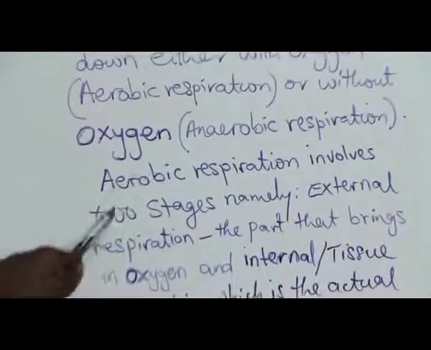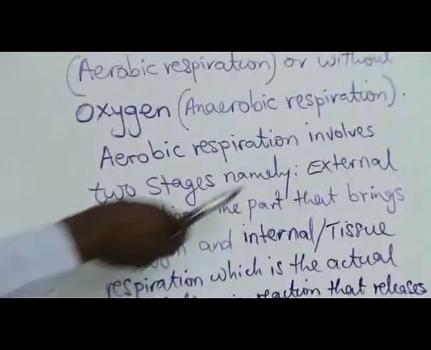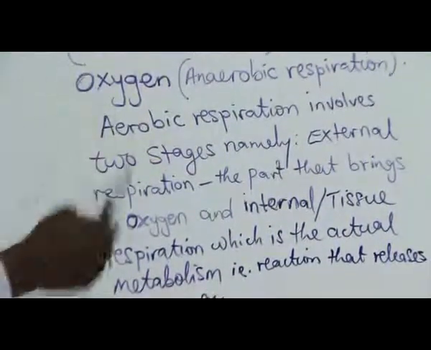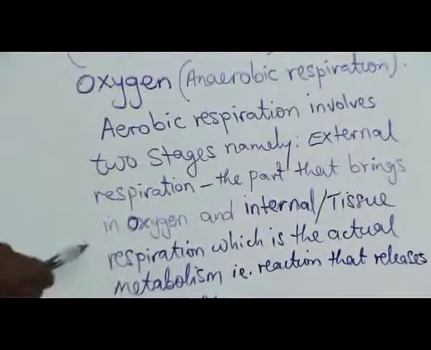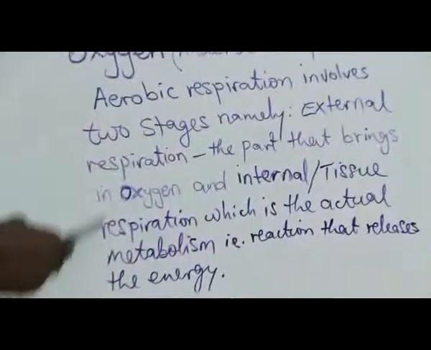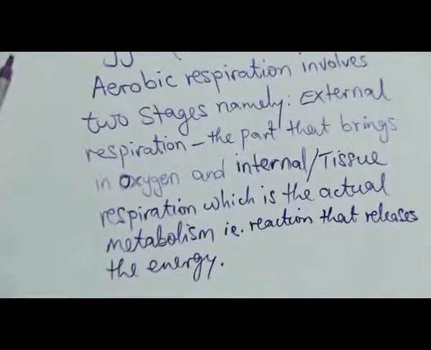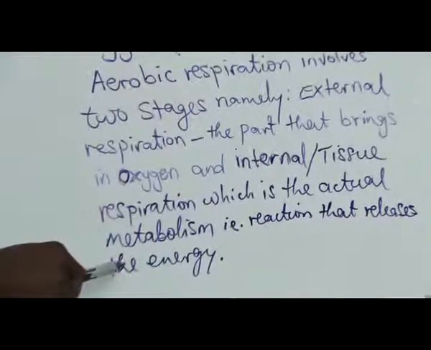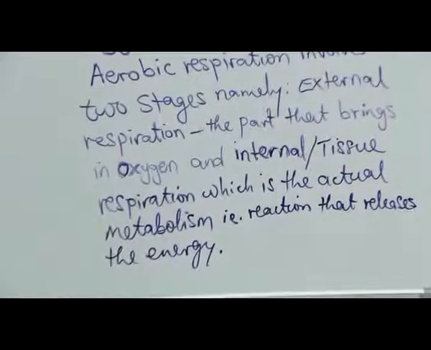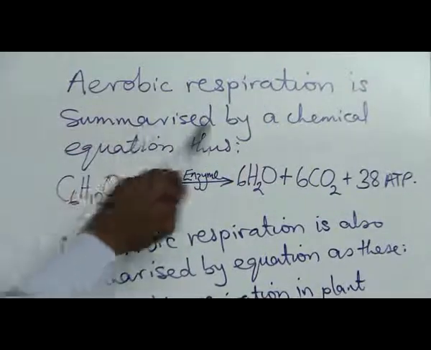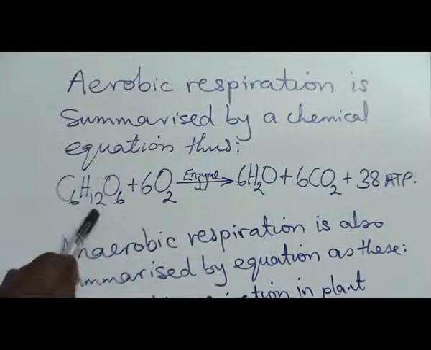Aerobic respiration involves two stages, which are the external respiration, that's the part of respiration that brings in oxygen to the body, and internal or tissue respiration, which is the actual respiration taking place inside the cell that involves the breaking down of food to give us energy. Aerobic respiration can be summarized by a chemical equation like this.